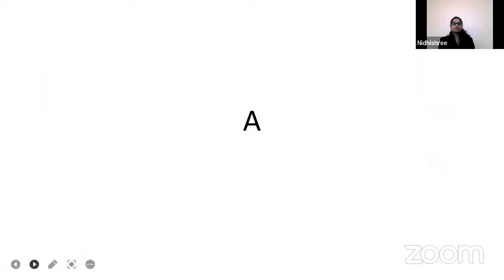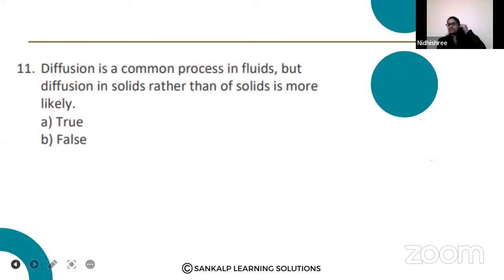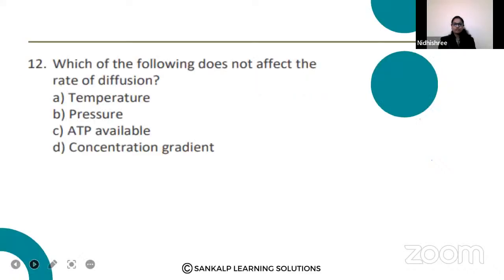So the right answer is option A. Diffusion in solids is very difficult. Diffusion of solids is easy. Diffusion of solids into another fluid, another liquid or gas is easy. So the right answer is option A, that is a true statement. 12th question goes like this, guys.